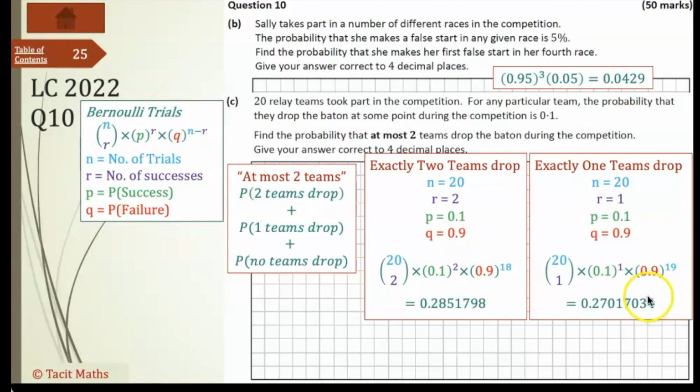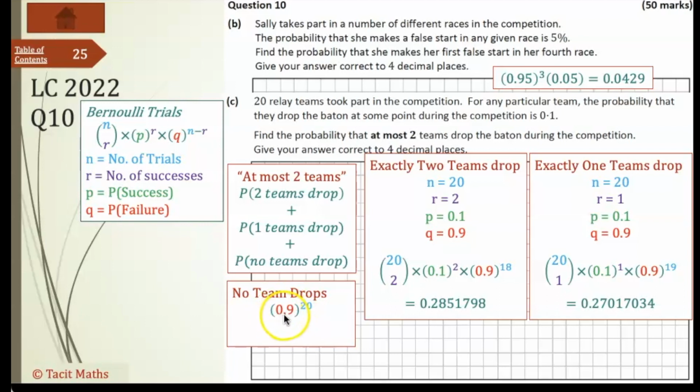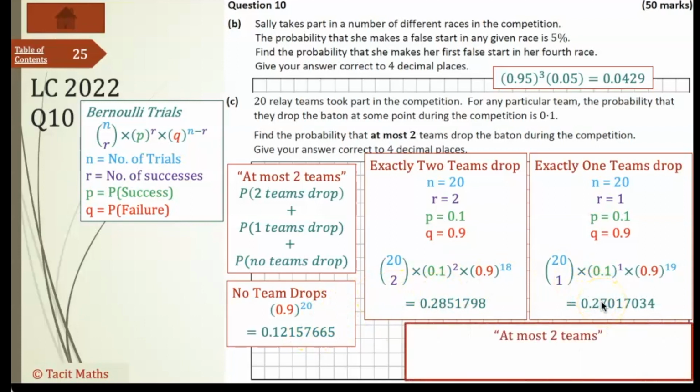In fact, you didn't really need the Bernoulli trials formula here, but it's good to see how it works. And then the probability that no team drops it is straightforward enough. It's just 0.9 to the power 20. So that's that. So what's the probability of this or this or this happening? To get at most 2 teams, you just add up all of those probabilities, which gets that.